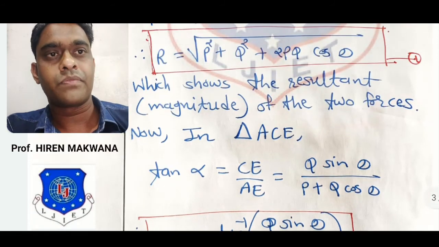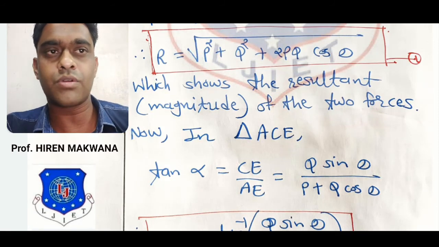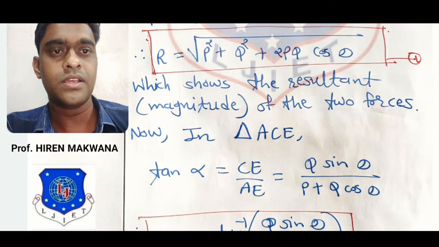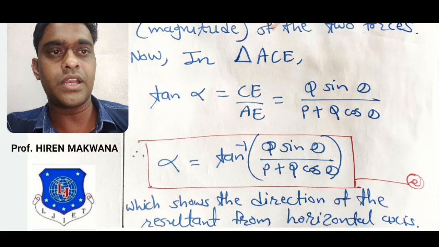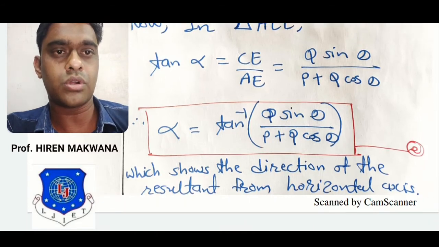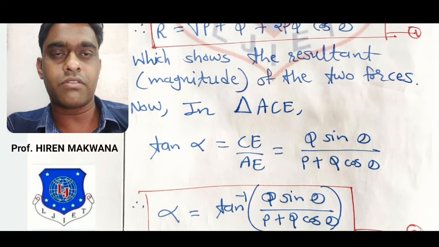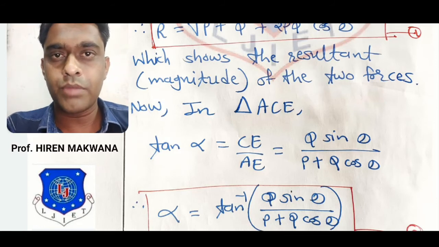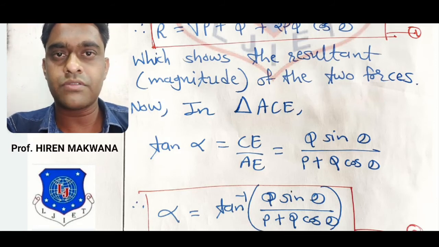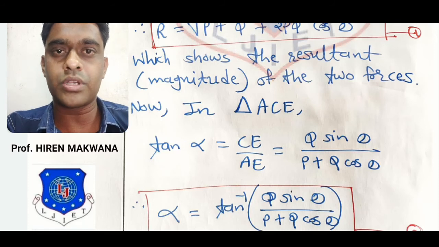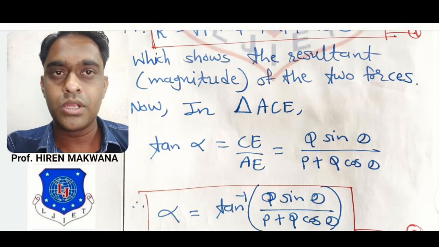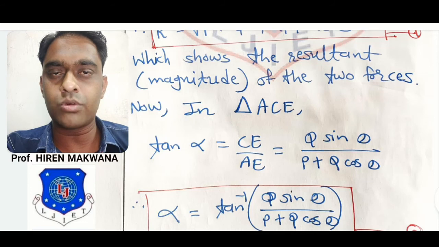So make sure there are two things. First one is equation number 1, which shows the magnitude of the resultant: R is equal to under root of P square plus Q square plus 2PQ cos theta. And the second one is alpha is equal to tan inverse of Q sin theta upon P plus Q cos theta. It is the direction of the resultant. Now students must note, this is the law of parallelogram of forces, which is only applicable for two tensile forces. If the forces are compressive, then firstly we have to make them tensile. Then we can find the solution for the resultant and for the direction of the resultant.